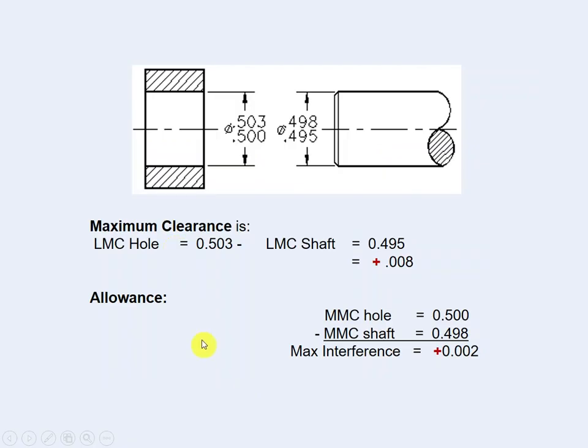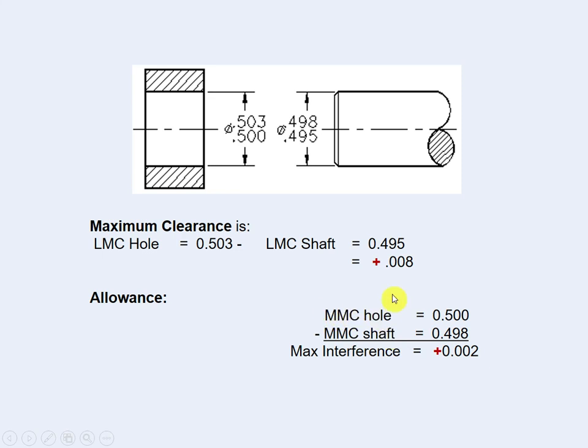Now, in general, guys, how can we calculate? If you want to calculate the maximum clearance, this is an example. We have a hole with dimensions and limits. We have a shaft with dimensions and limits. Now, guys, let us start with the allowance. Allowance depends on the MMC condition, maximum material condition. So it is the MMC hole minus the MMC shaft.